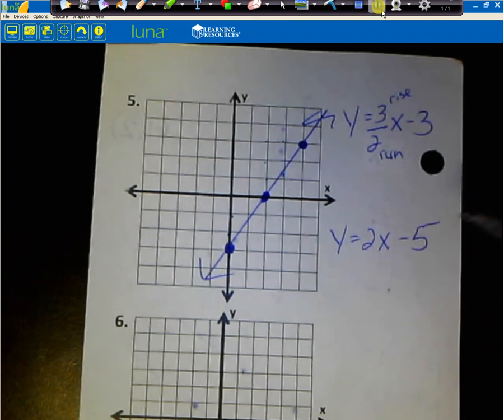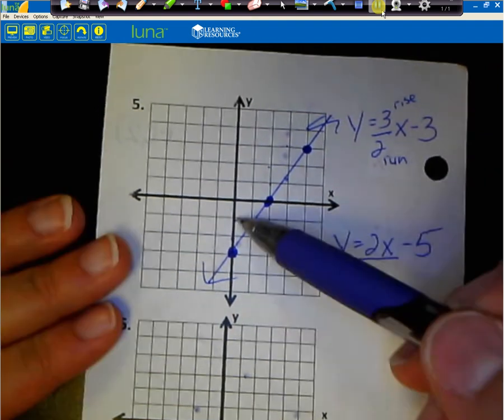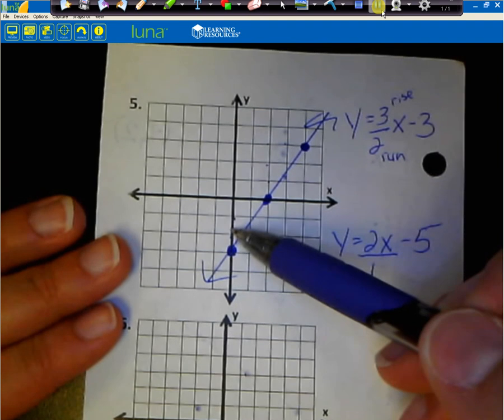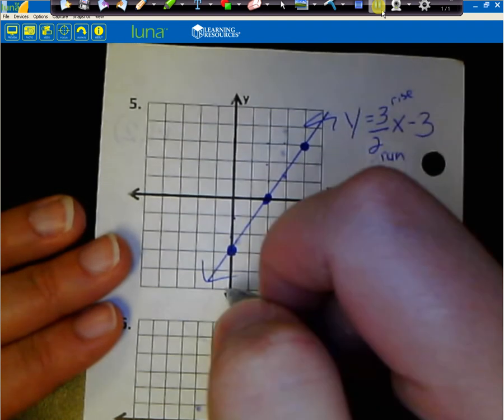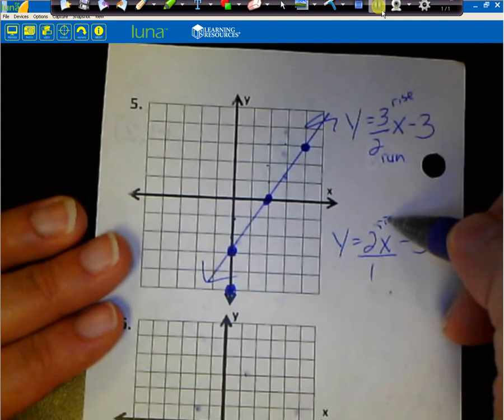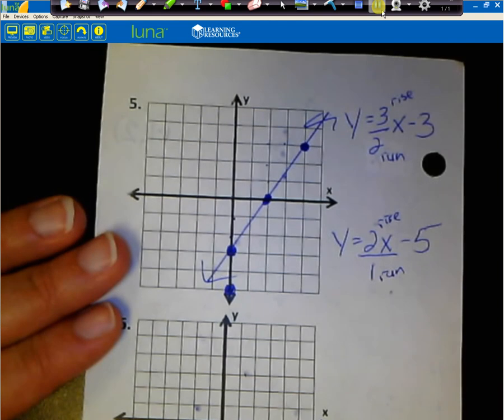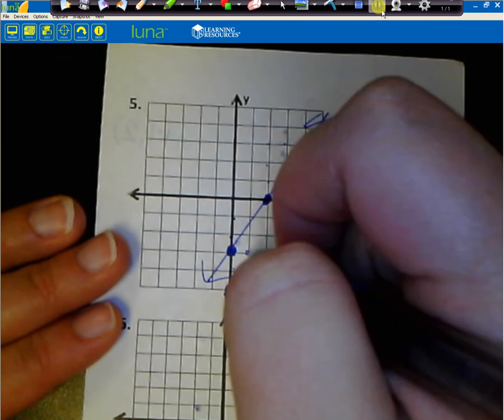And I have a slope of 2 over 1. So I'm going to start at negative 5 on the y-axis. Negative 1, negative 2, negative 3, negative 4, negative 5. So right here. And this tells me to rise 2 and run 1, and it's positive, so left to right it should be going up as well. So I'm going to go up 2, 1, 2, and over 1.